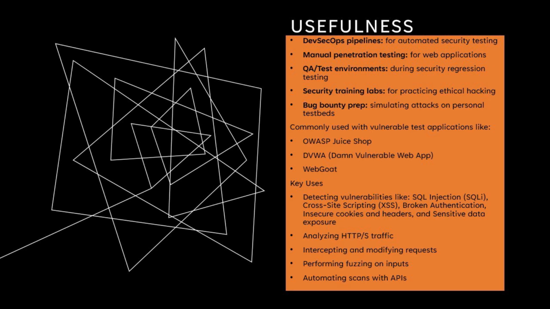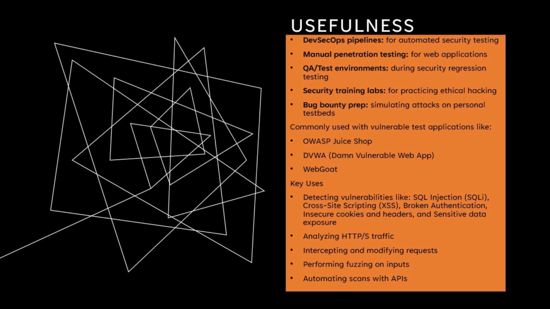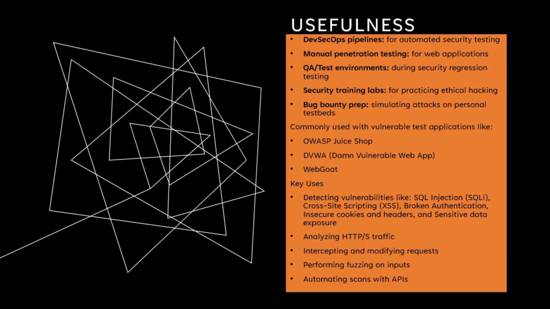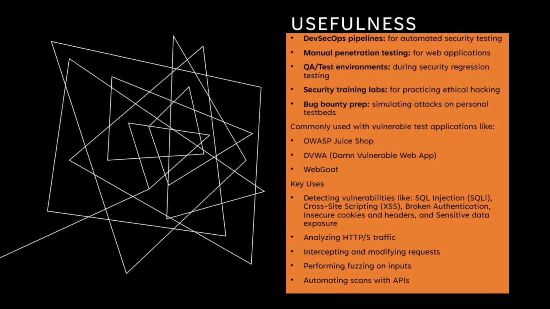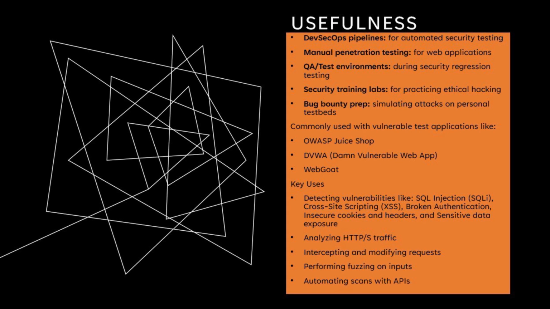Usefulness: DevSecOps pipelines for automated security testing, manual penetration testing for web applications, QA test environments doing security regression testing, security training labs for practicing ethical hacking, and bug bounty prep simulating attacks on personal test beds. It is commonly used with vulnerable test applications like OWASP Juice Shop, Damn Vulnerable Web App, and WebGoat.